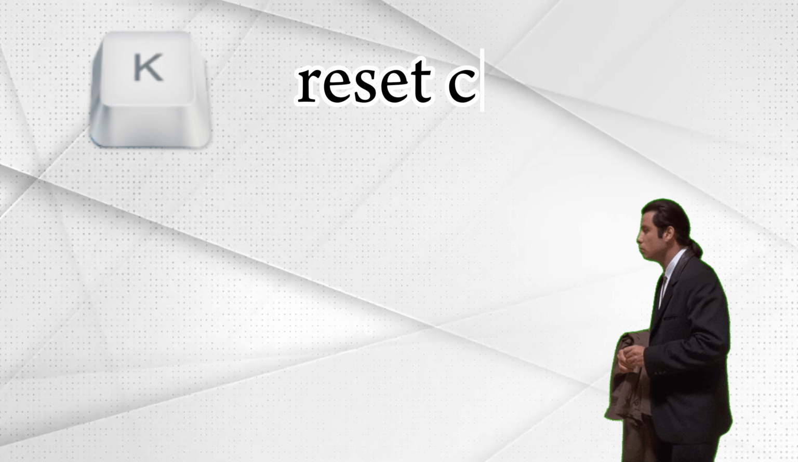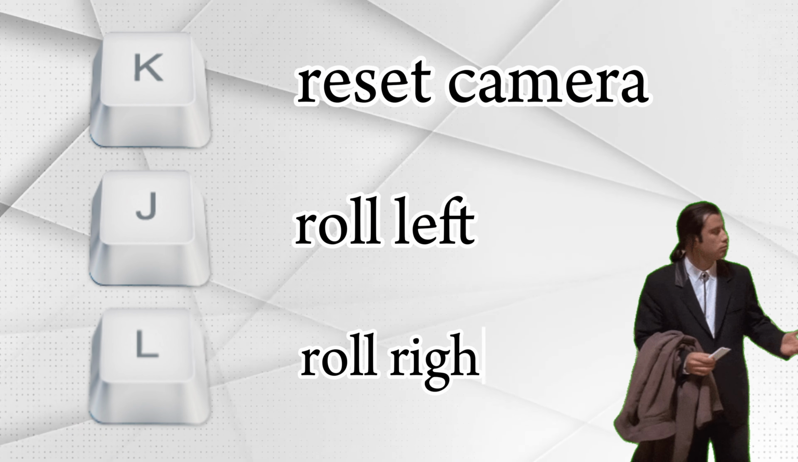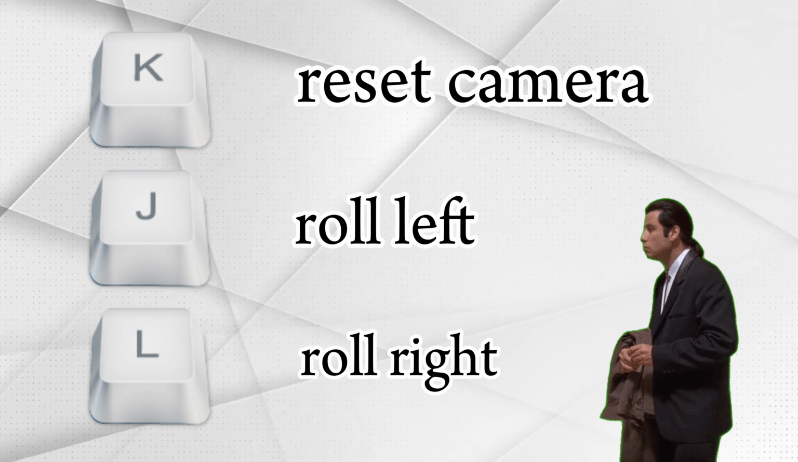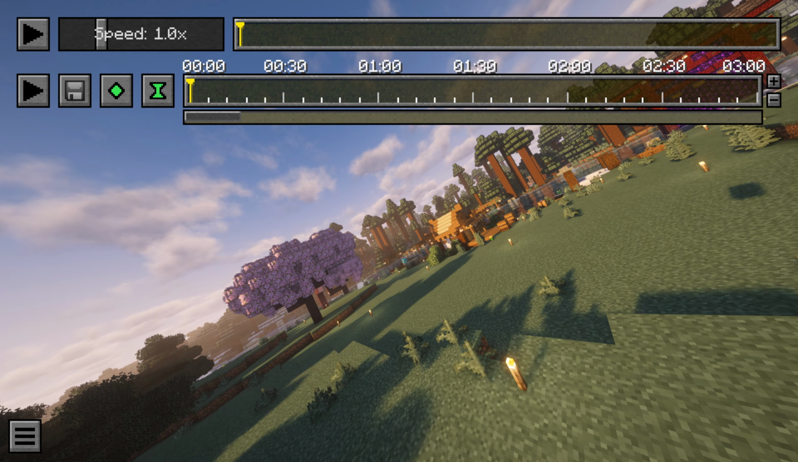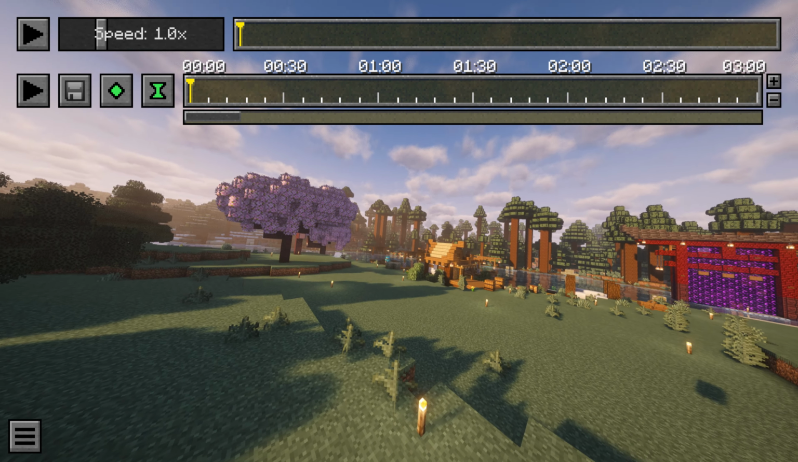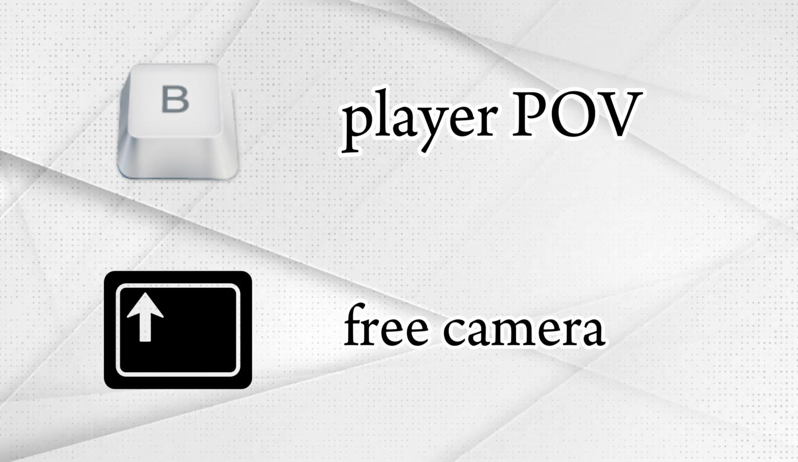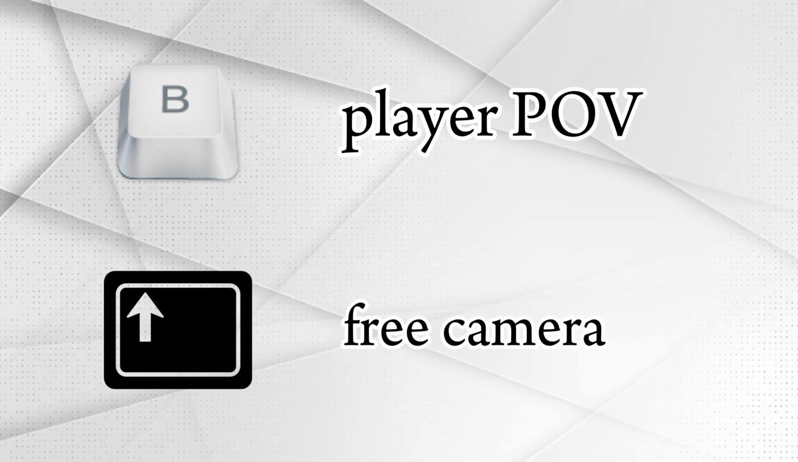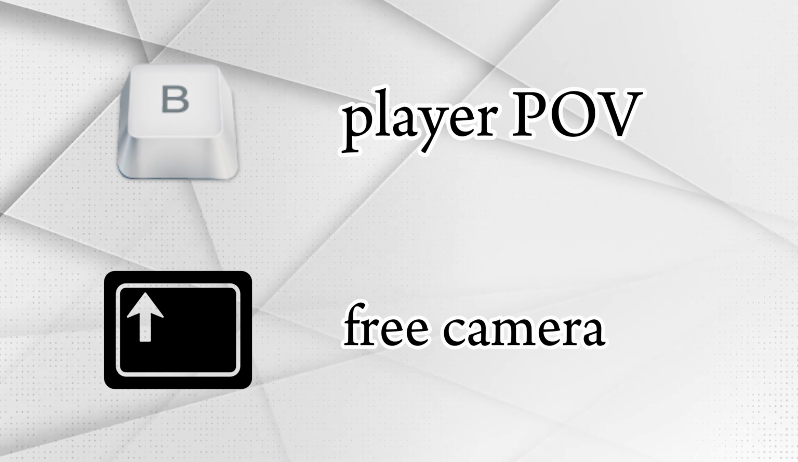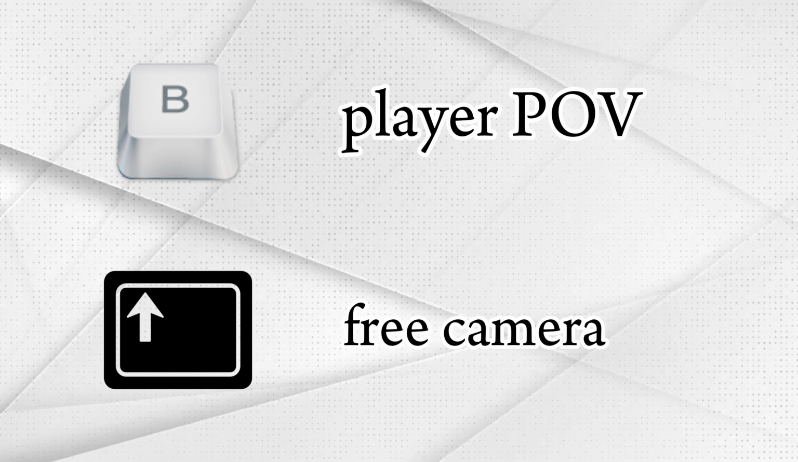Here are a few more useful keys you might want to remember. K resets the camera to its default position. L and J rotate the camera right or left. B switches to the player's POV so you can see the world exactly from the character's perspective. To exit the player's POV and go back to the free camera, simply press Shift.